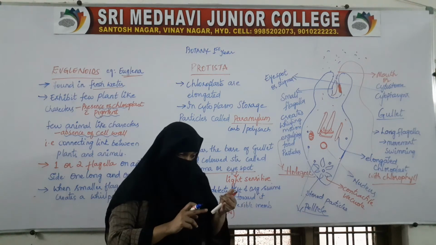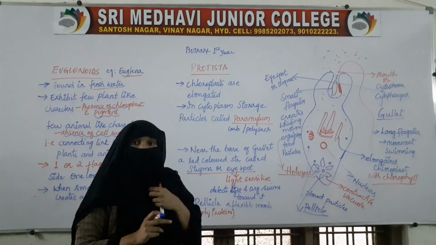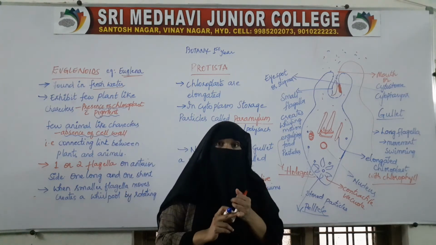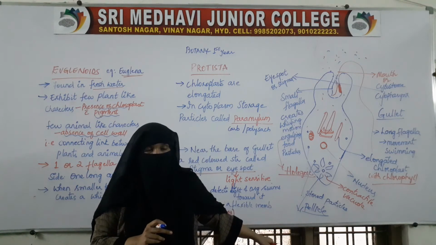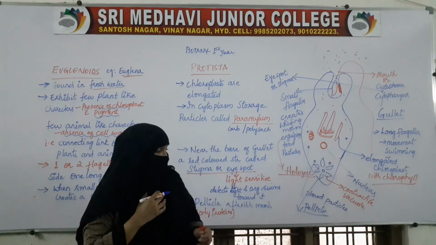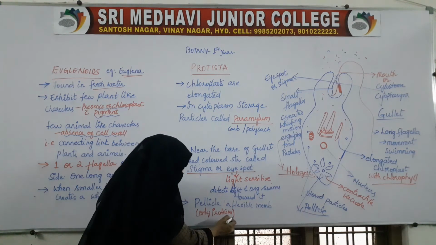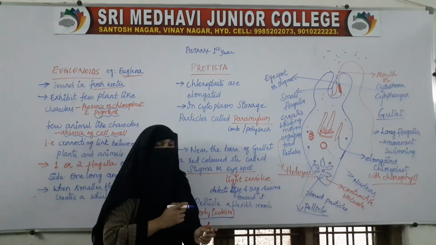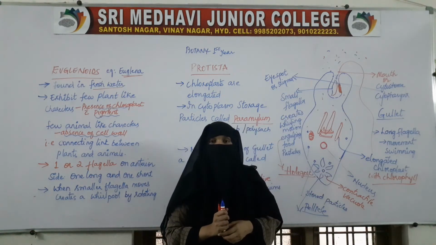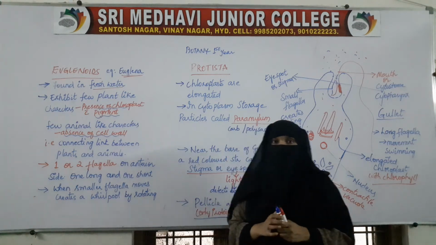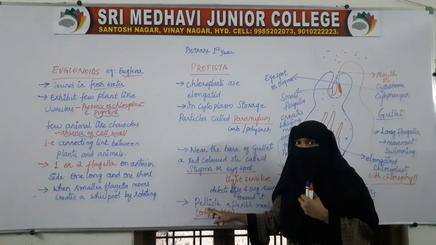It is not like a plasma membrane. It is neither a cell wall, nor a plasma membrane, because in plasma membrane along with proteins we also have phospholipids. Here there is no phospholipids. This pellicle is a layer or membrane which is made up of only proteins. So, here the body of Euglena is surrounded by a flexible membrane, that flexible membrane is called as pellicle.